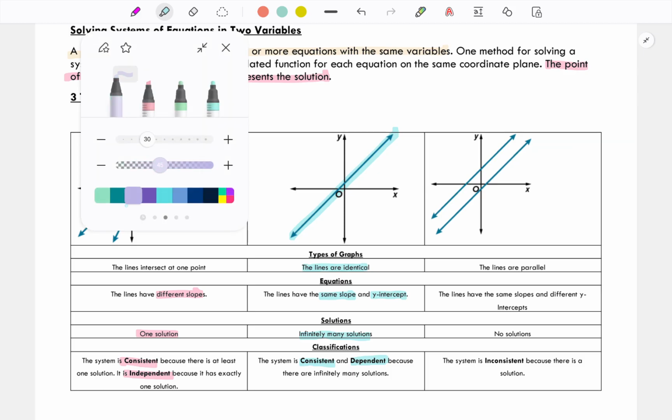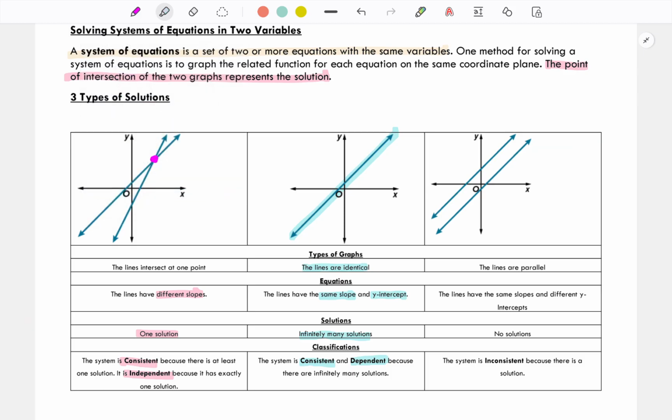Then the last type of solution that you can have is when your lines are parallel. This is when you have no solution. This is when you have the same slope, but different y-intercepts. This is called inconsistent because there is not a solution.